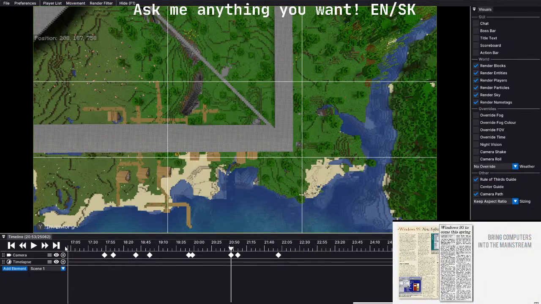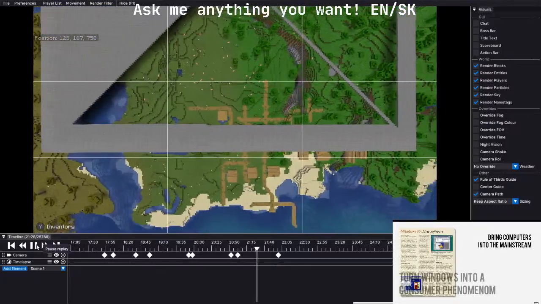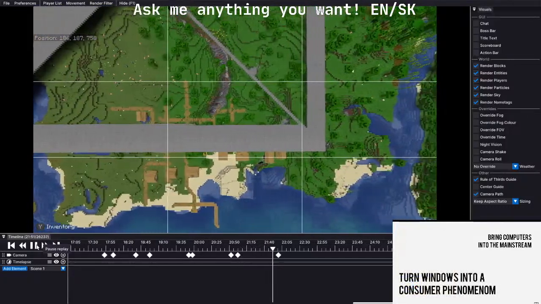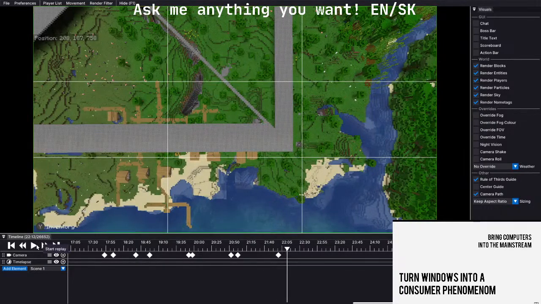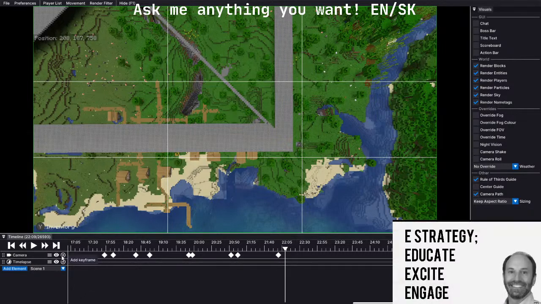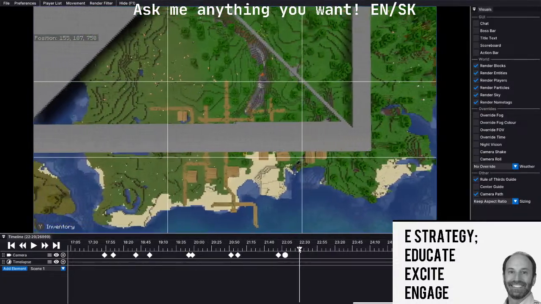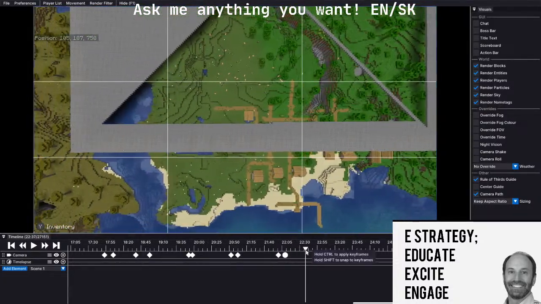Brad had two goals with the marketing campaign. The first was to bring computers into the mainstream, and the second being to make the product a consumer phenomenon. Two goals which were actually perfectly aligned to what the new OS hoped to be. Brad named this strategy the E strategy: educate, excite and engage, for obvious reasons. And as part of his strategy, the other Brad, Brad Silverberg, decided to put Chicago through the largest beta test to date, which resulted in 400,000 people taking part.